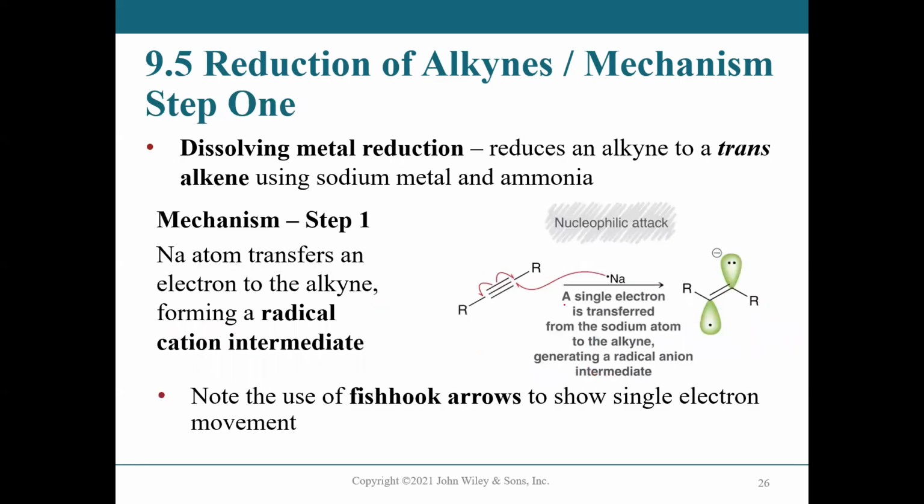So dissolving metal reduction reduces an alkyne to a trans alkene using sodium metal and ammonia. Step 1, the sodium atom transfers an electron to the alkyne, forming a radical anion intermediate. We saw this. And note, they use the fishhook arrows to show a single electron, and this is what they mean by the fishhook. I'll just draw one. Now, two electrons would be this, but this would be one electron.